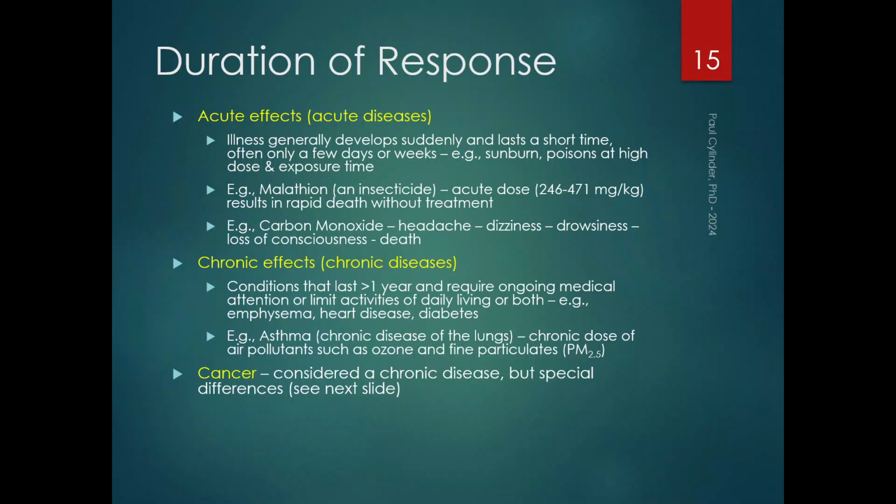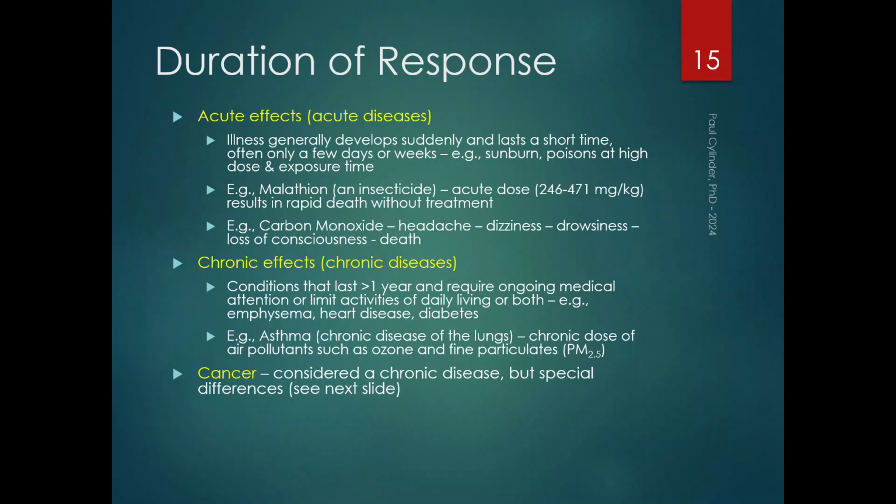Chronic effects are conditions that last for a long time, typically more than a year, and usually require ongoing medical attention. These are what we call chronic diseases, like emphysema, heart disease, and diabetes, that often come on slowly and then last for long periods of time, sometimes for the rest of a person's life. So an example: asthma is a chronic disease of the lungs that causes problems with getting enough oxygen into your lungs. And a chronic dose of air pollutants, such as ozone and fine particulates, what we call PM 2.5, are the types of environmental toxic substances that can result in a chronic disease, asthma.